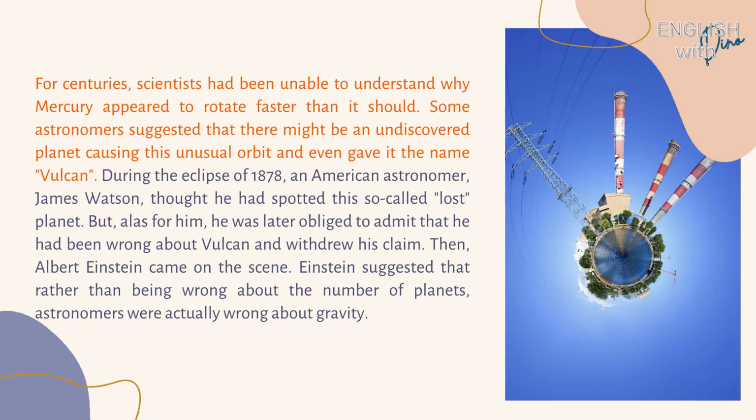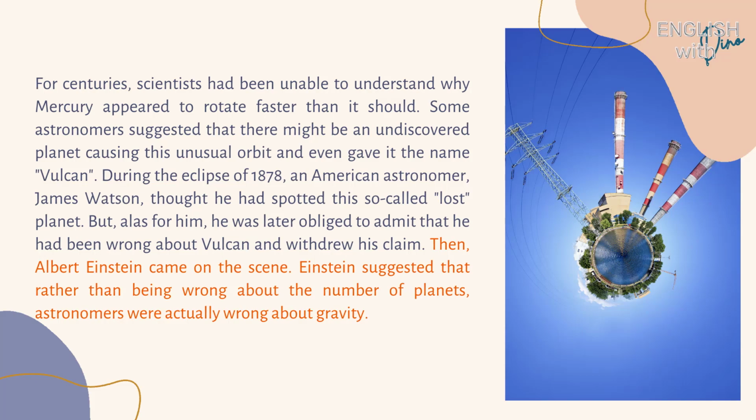For centuries, scientists had been unable to understand why Mercury appeared to rotate faster than it should. Some astronomers suggested that there might be an undiscovered planet causing this unusual orbit, and even gave it the name Vulcan. During the eclipse of 1878, an American astronomer, James Watson, thought he had spotted this so-called lost planet. But alas for him, he was later obliged to admit that he had been wrong about Vulcan and withdrew his claim. Then Albert Einstein came on the scene.